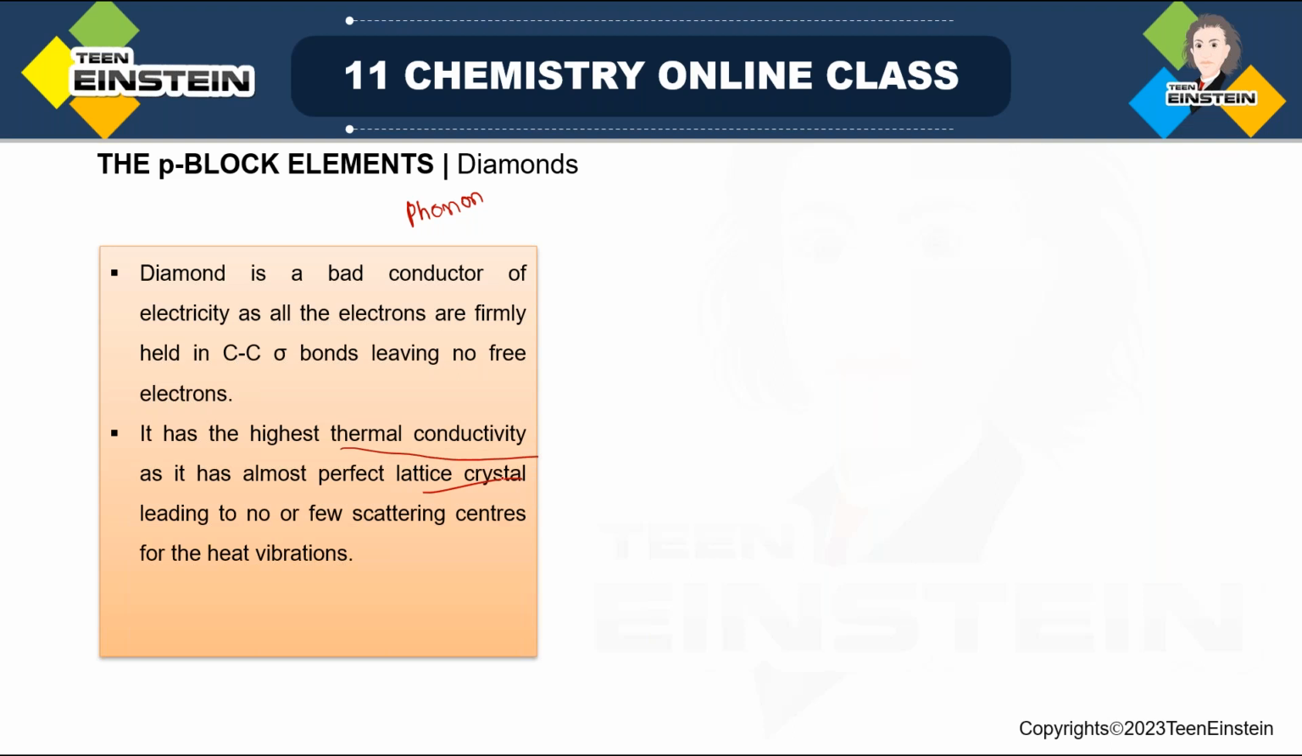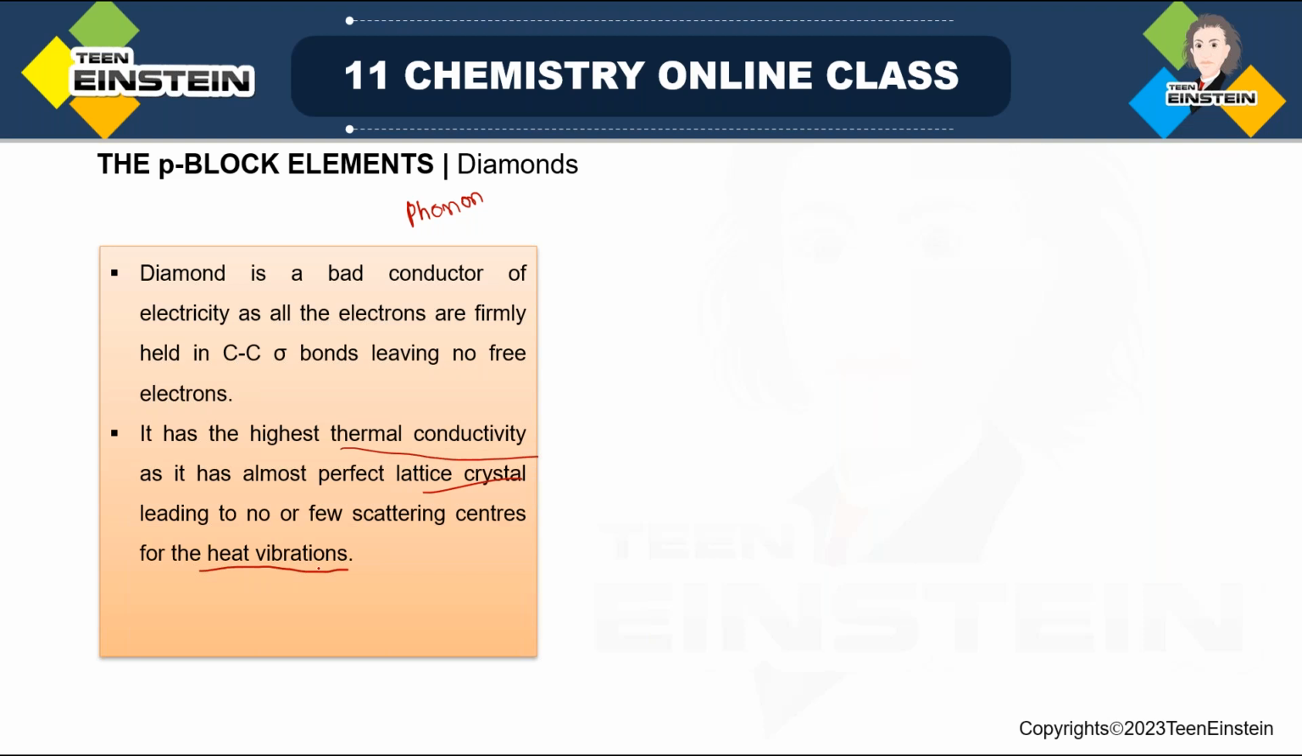So it is a very tight structure, there is no free electron, and because of this tight compact structure, there are few scattering centers for the heat vibration. Phonon scattering is basically responsible for heat transfer, which is related to thermal conductivity. A phonon is an energy packet of the vibrational lattice of atoms. But here, because of this compact structure, the scattering centers are very low or completely absent.